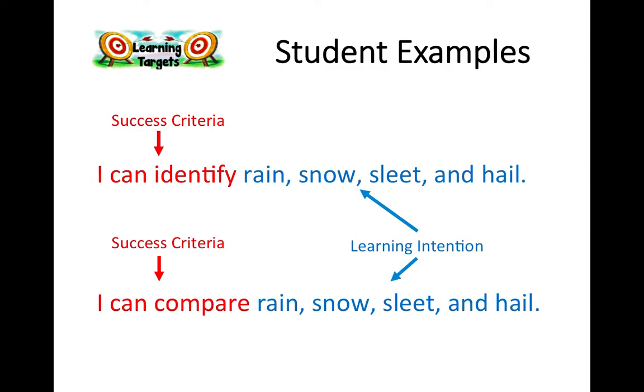The 2 different verbs come from 2 different depth of knowledge. Identify is a recall verb. It's a level 1 depth of knowledge. Compare is a strategic thinking verb. It's a level 3 depth of knowledge. By changing the verb in the success criteria, we change the depth of knowledge of the criteria. These 2 learning targets have the same learning intention, but a different expectation for success criteria.